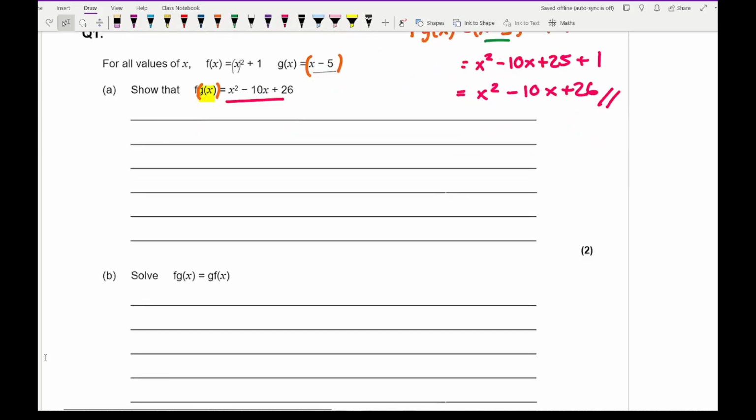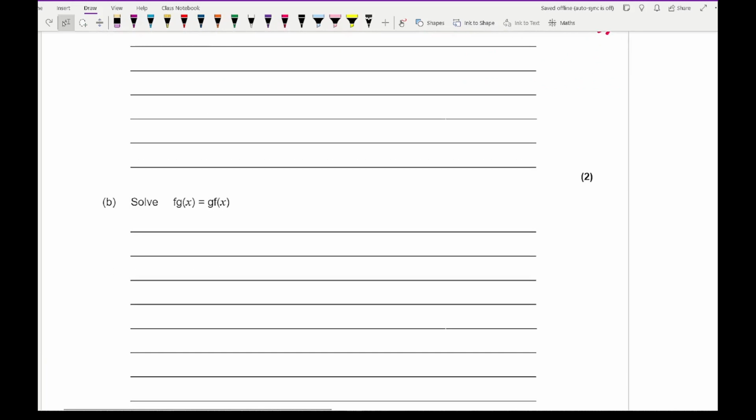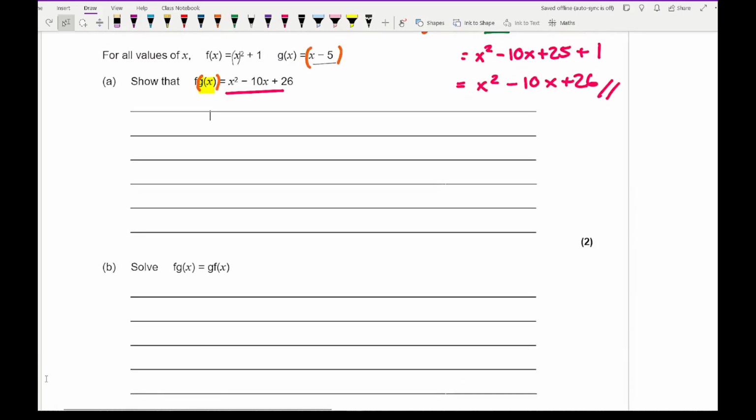Then for question B, it says show that fg of x equals gf of x. So for this one, this side has already been done because that's part A. And so what I then need to do is, if I go back to my function, wherever I see an x in g of x, I'm going to swap it with this whole function. So gf of x is going to be, rather than writing x, I'm going to write x squared plus 1. So that's going to be x squared plus 1. And then I've got a minus 5. So simplifying all of that gives me x squared take away 4.